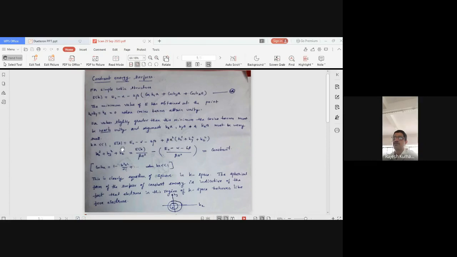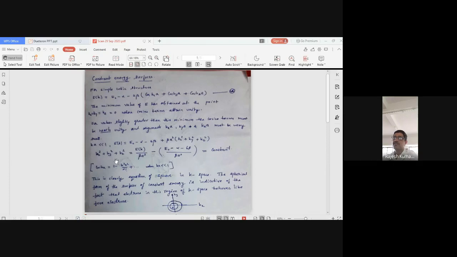Finally you will get the expression E(k) = E0 - alpha - 6 beta + beta a squared (kx squared + ky squared + kz squared). Then rearrange it: kx squared + ky squared + kz squared = E(k) divided by beta a squared minus (E0 - alpha - 6 beta) divided by beta a squared. These are all constants, so the right side is equal to a constant.